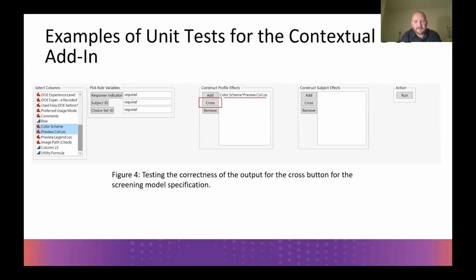So we tested quite a few things within the contextual discrete choice experimentation add-in. For example, one of the things we tested was our cross button for adding in interaction effects. Was that working correctly? Well, we had an idea that if we pick two certain options and hit the cross button, we know what that should look like. And so we can test that against the actual output to make sure that the system is working correctly.